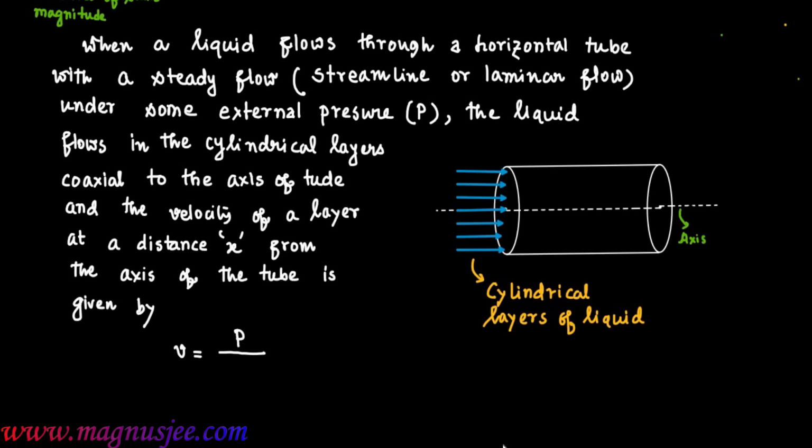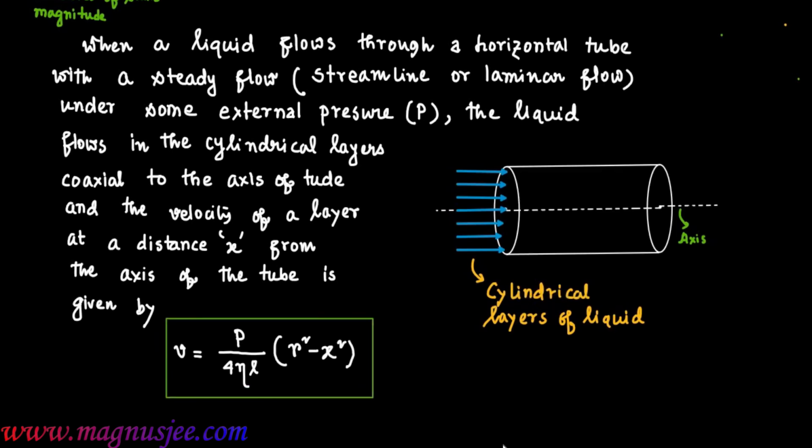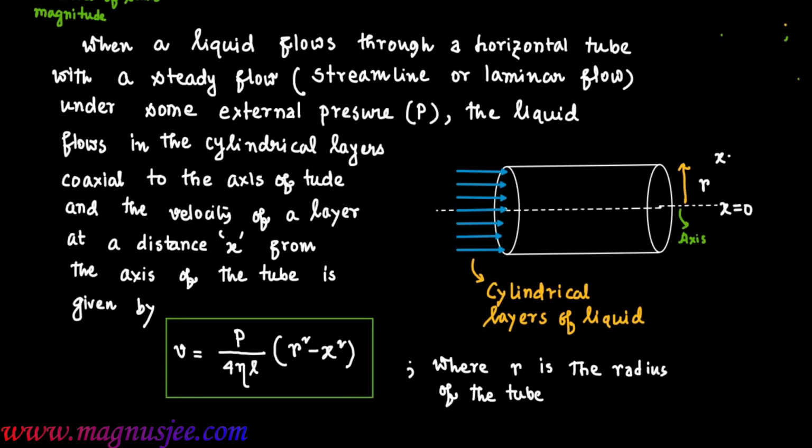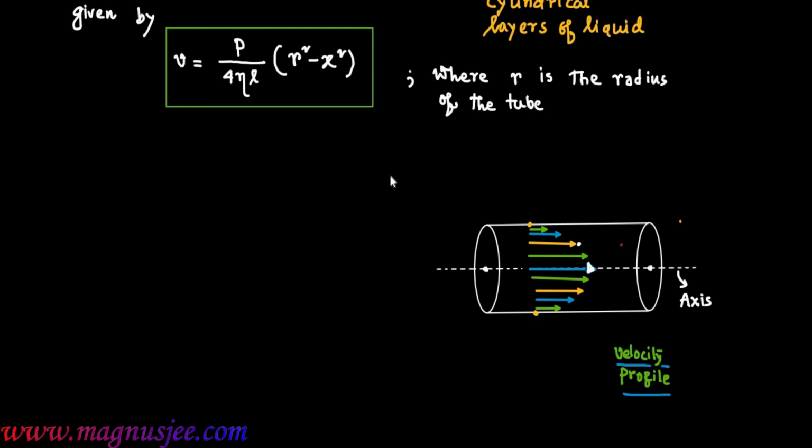v equals P divided by 4 eta L, times (r square minus x square), where x is the distance of a point from the axis of the tube and r is the radius of the tube. In the diagram, r is the radius of the tube. Along the axis, x is equal to 0, and at the wall of the tube, x is equal to r.